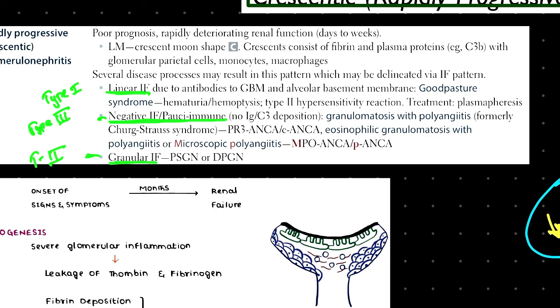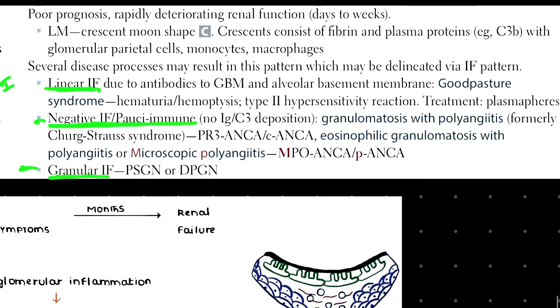Okay, now talking about linear immunofluorescence, right? What will it happen due to? Antibodies will be formed against glomerular basement membrane, right? And it is also saying about alveolar basement membrane.